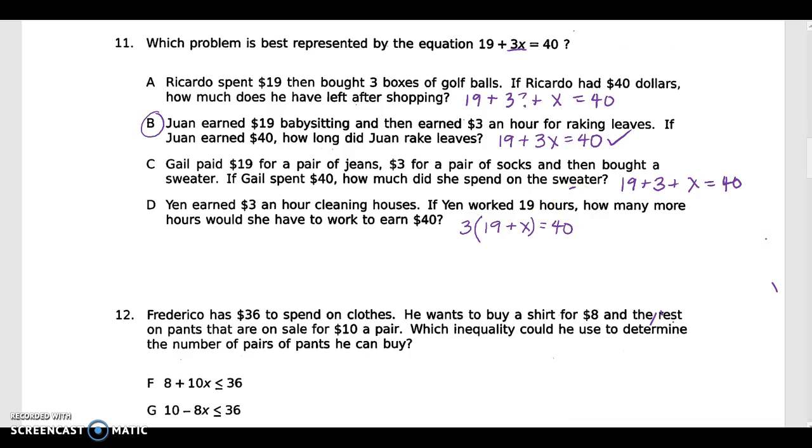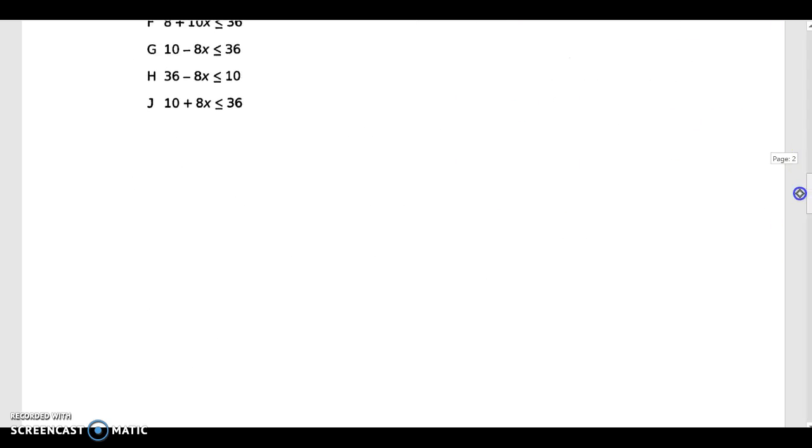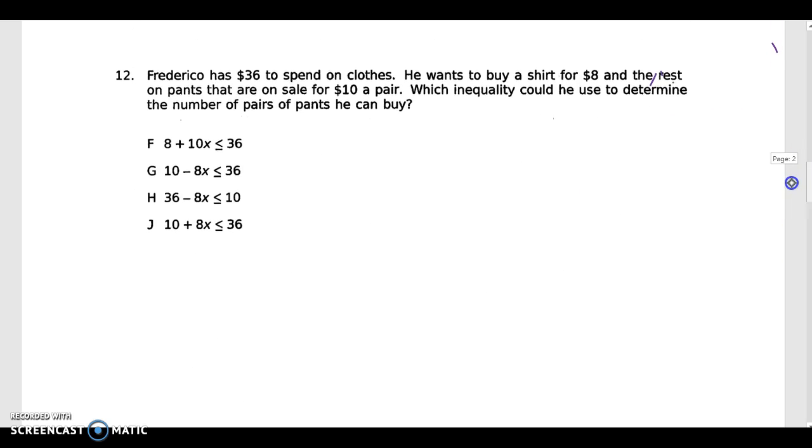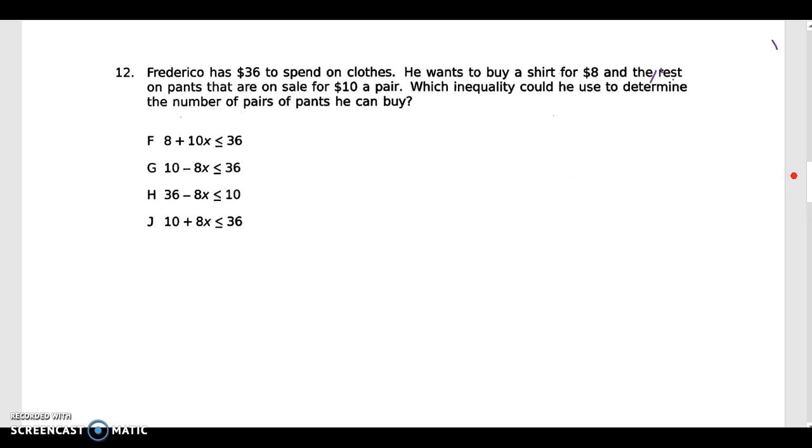Okay, next question. Make sure you have all your work shown. It says Federico has $36 to spend on clothes. All right, he wants to buy a shirt for $8 and the rest on pants that are on sale for $10 a pair.